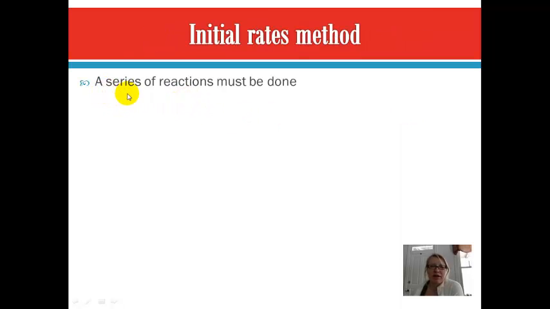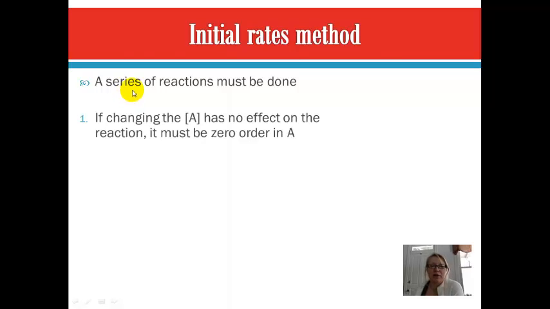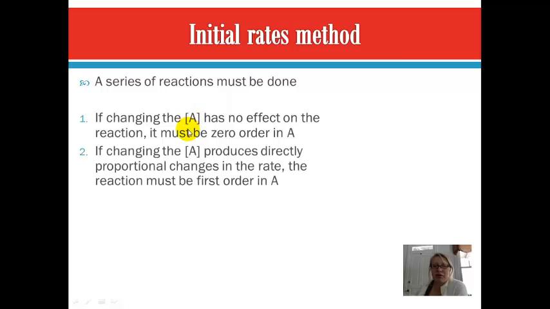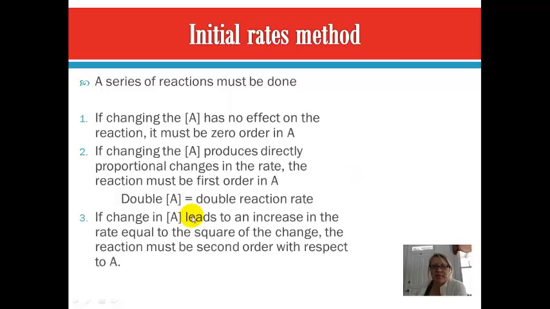Well, a series of reactions must be done to determine the rate expression, which is called the initial rates method. If you change the concentration of A and there's no effect on the reaction rate, it must be zero order. But if you change the concentration of A and the rate is proportionally changed, it must be first order in A. So for example, if you double A and the rate doubles, it must be first order in A.